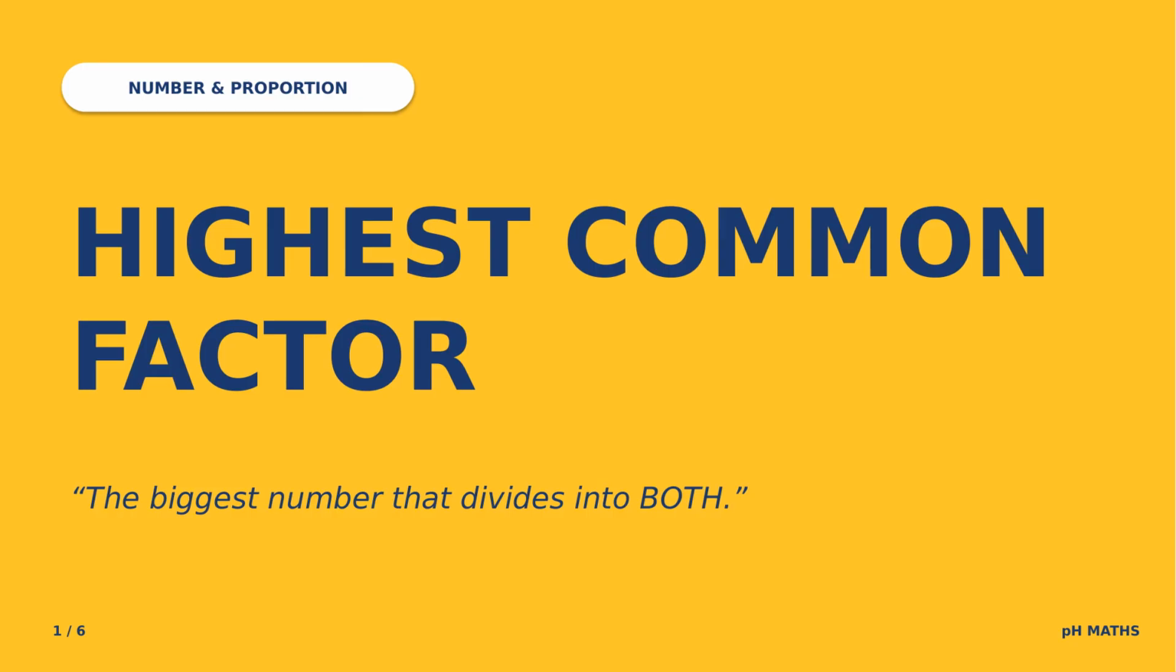Today's explainer is the highest common factor, or HCF for short. The biggest number that divides into both. By the end of this video, you'll know exactly how to find the HCF of any pair of numbers using prime factorization. No trial and error, no guessing, and no second guessing.